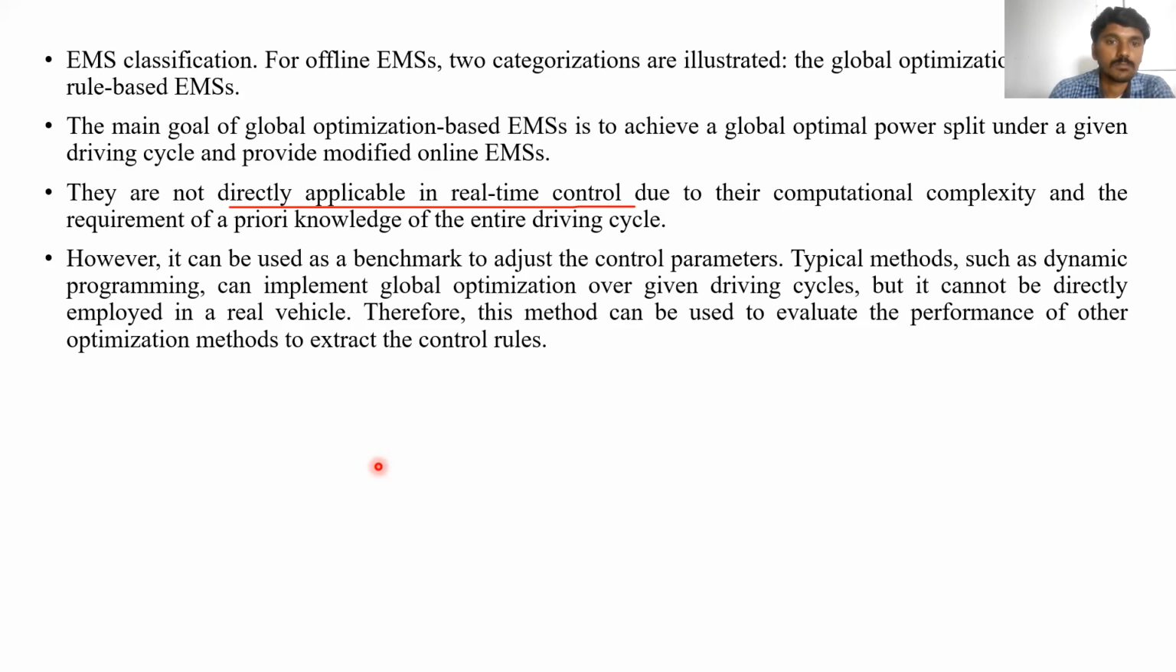However, it can be used as a benchmark to adjust the control parameters. Typical methods such as dynamic programming can implement global optimization over given driving cycles, but it cannot be directly employed in a real vehicle. Therefore this method can be used to evaluate the performance of other optimization methods to exert the control rules. So directly we cannot monitor all the parameters, but these methods, dynamic programming and so on, can be implemented, and by using them they can control the parameters of electrical transportation.